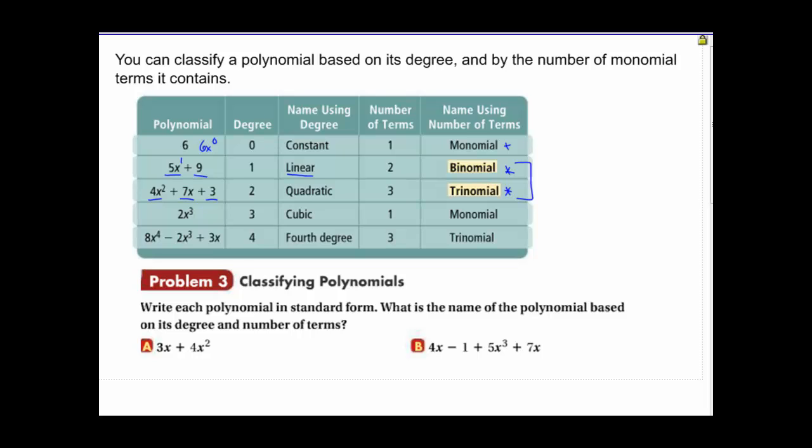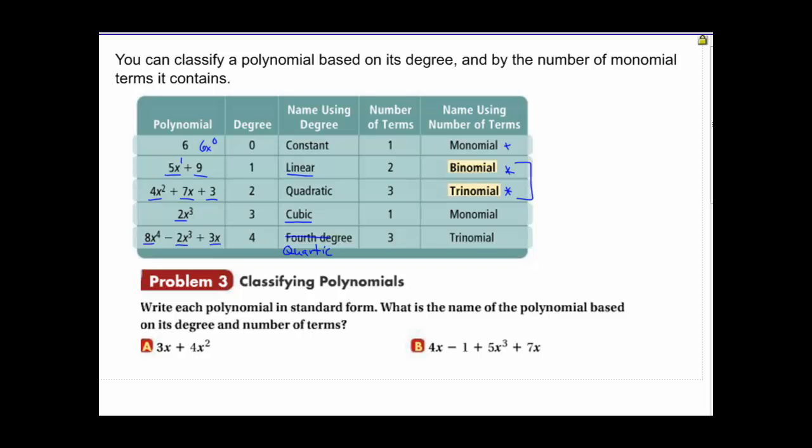If we have 2x cubed, now we have a 3, so it is a third degree. We call that cubic. That happened to have one term, so that's still a monomial. And if we go to 4th degree, we have 8x to the 4th minus 2x cubed plus 3x. It is 4th degree, but we also call it a quartic. It has 3 terms, so it's a trinomial.